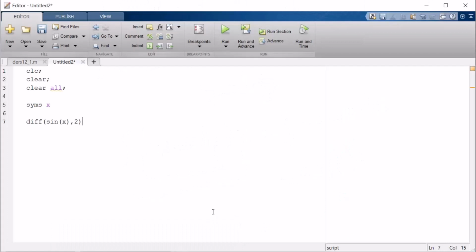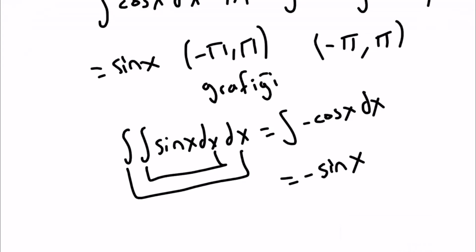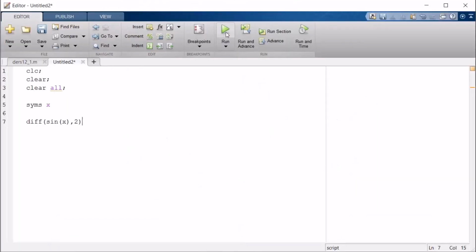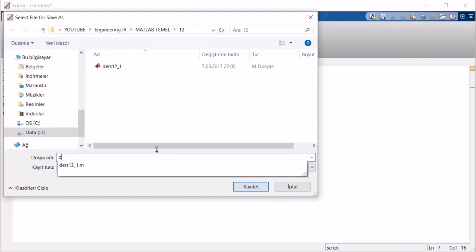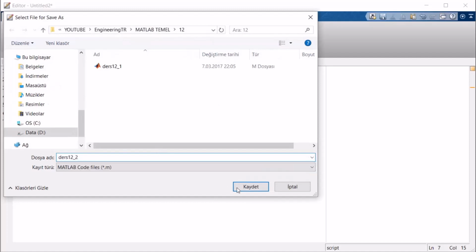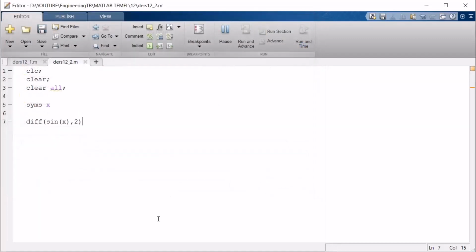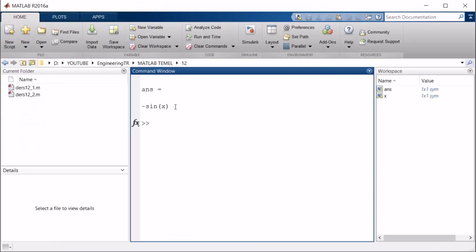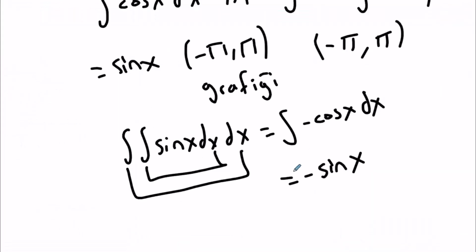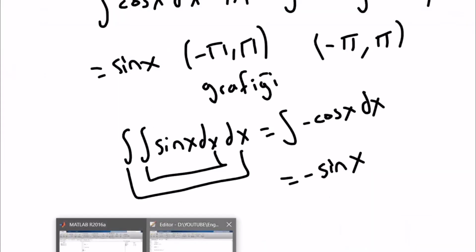For example, I have stated this process in this way. So if I say take the double derivative of sin x, what do I expect the result to be? I was expecting it to be minus sin x. Let's see if it will come. Let's record this as lesson 12.2. As you can see, we got minus sin x this way, guys.